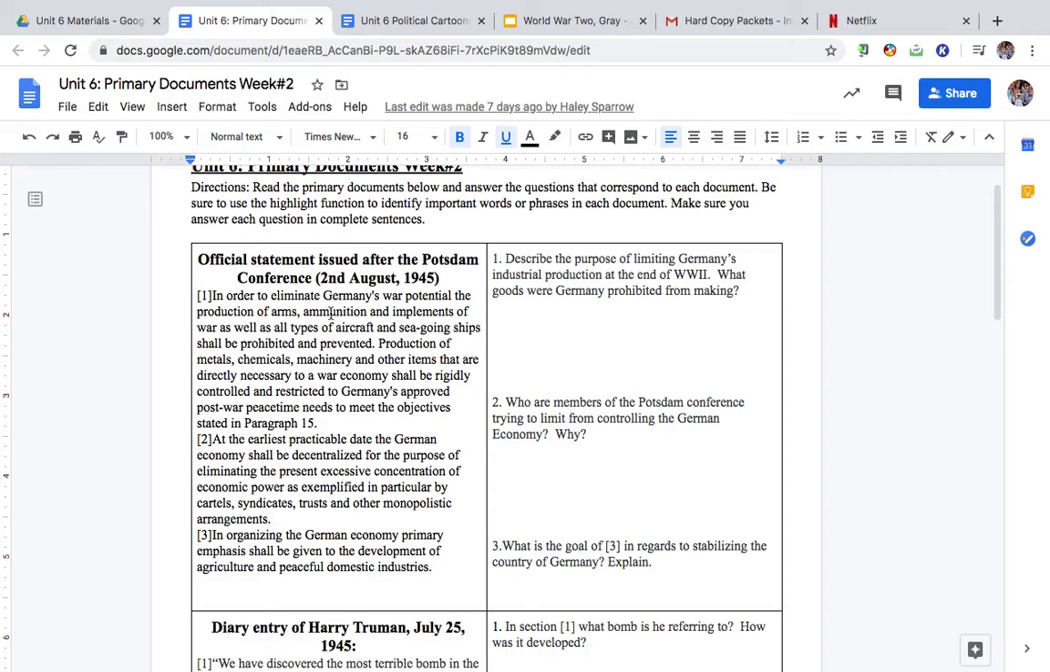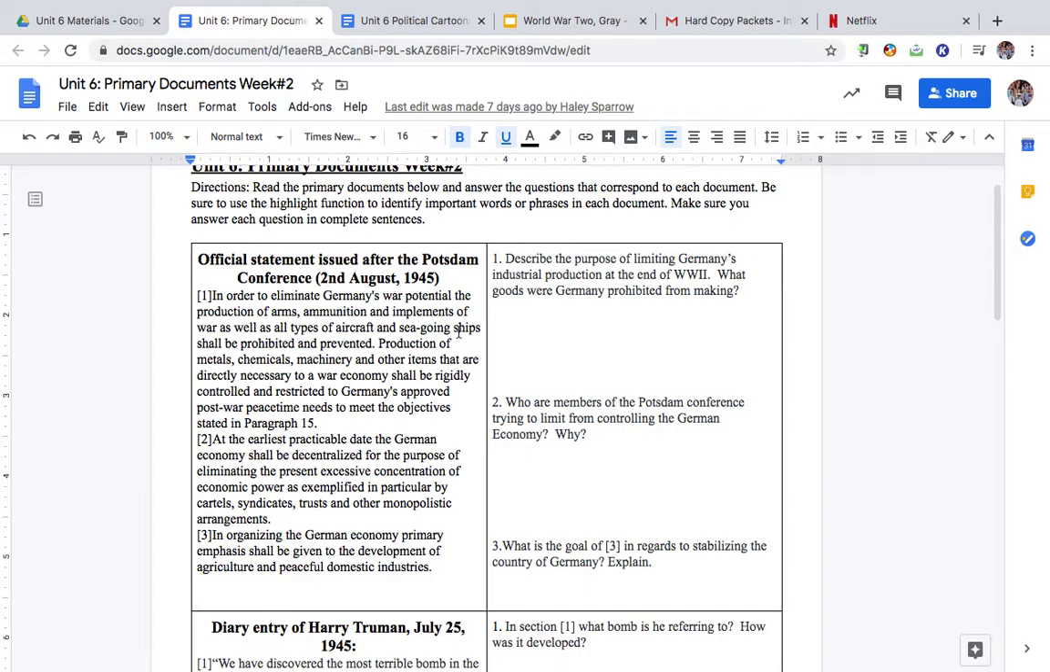At the earliest practicable date, the German economy shall be decentralized for the purpose of eliminating the present excessive concentration of economic power, as exemplified in particular by cartels, syndicates, trust, and other monopolistic arrangements. In organizing the German economy, primary emphasis shall be given to the development of agricultural and peaceful domestic industries. Okay, so that is a statement about the Potsdam Conference.